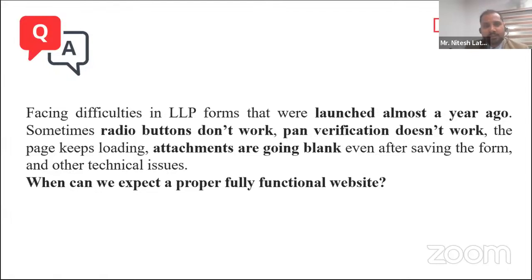So it is regarding the LLP. As you are aware, the LLP system is already on the V3 portal, and it's now more than 1 year. Some systems and buttons are still not working, like radio button, PAN verification, and attachment. Even after making the attachment in the form, it goes blank. Stakeholders are eager to know when it will become fully functional. Anybody from the LTI team?